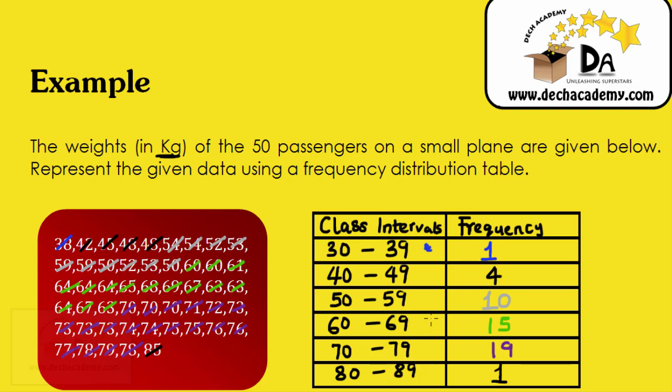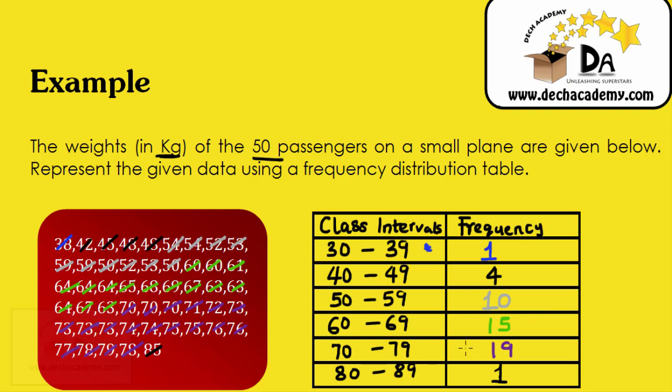And just as a check, you need to know that because there were 50 passengers and we were given 50 weights, the weight of every single passenger, the frequencies must add up to 50. That means the total frequency must be 50, the total number of values we were given. So let's add it up. 4 plus 1 is 5. 5 plus 10 is 15. 15 plus 15 is 30. 30 plus 19 is 49. And 49 plus 1 is 50.